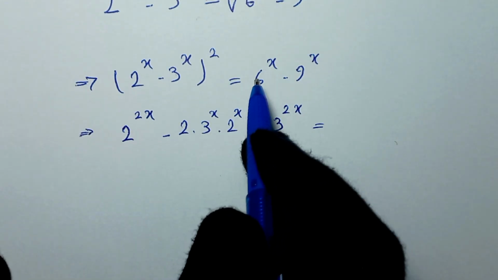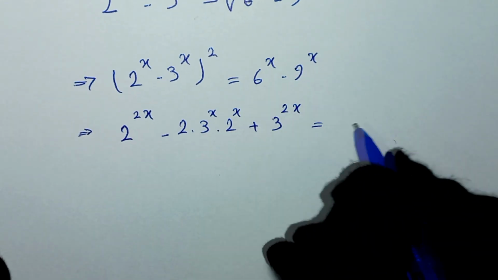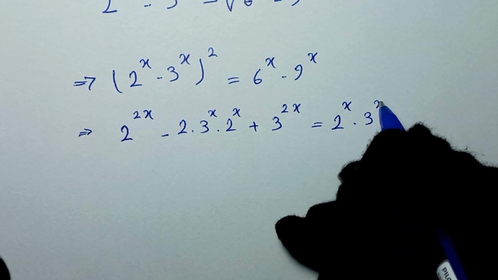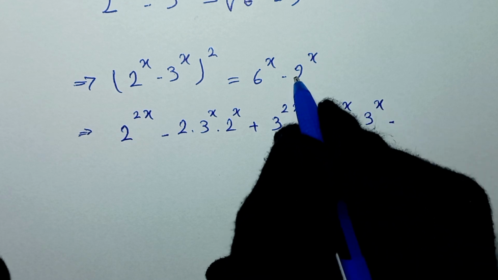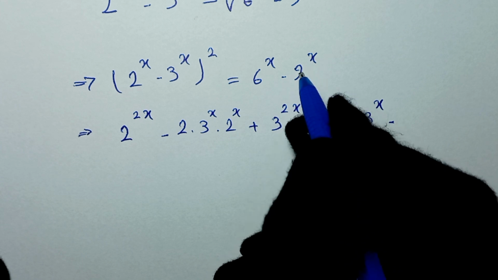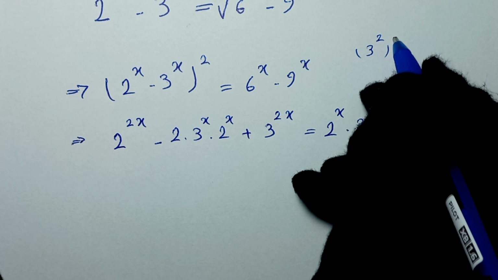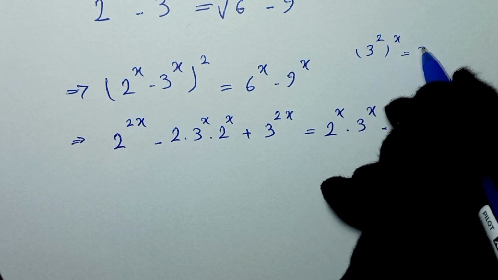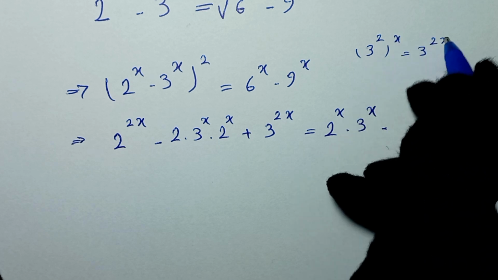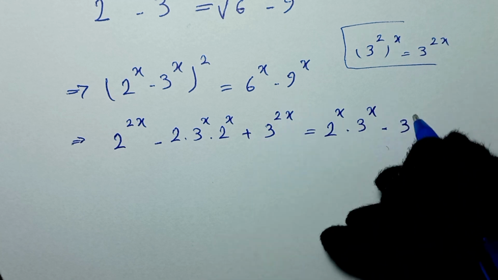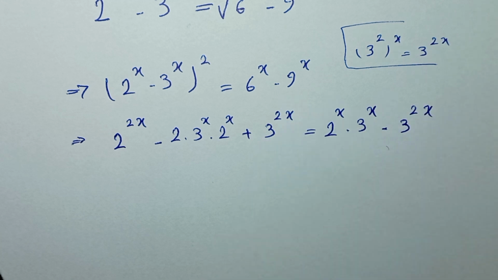6 is 2 times 3, and we can write this as 2 to the power of x times 3 to the power of x. And in here, 9 is 3 to the power of 2, and to the power of x, we can write this as 3 to the power of 2x. So we write 3 to the power of 2x.